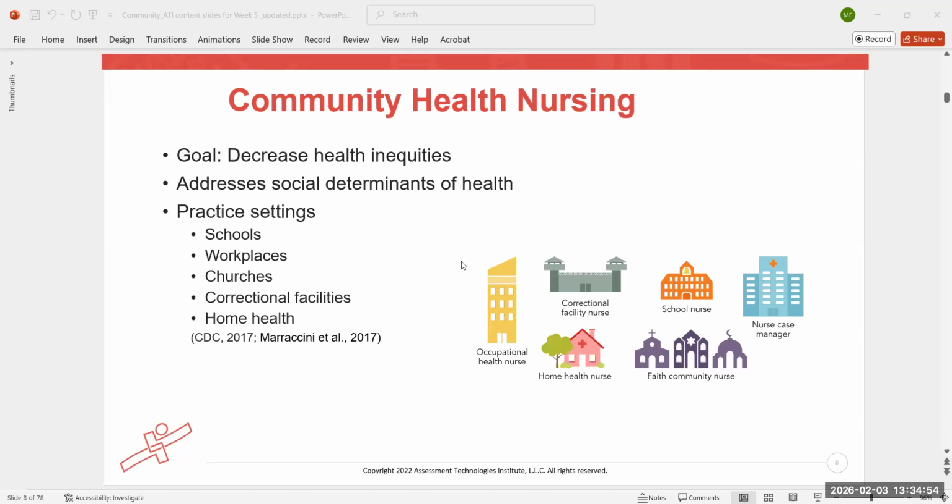So, looking at community health nursing a little further, we have goals. We want to decrease health inequities. We want to address social determinants of health. And like I had mentioned earlier, here are some practice settings. I think I did not mention churches, but the other places were noted. And you can see that each one of these can have an impact on the community that they serve and where they are located, and can each have specific needs for health as well.